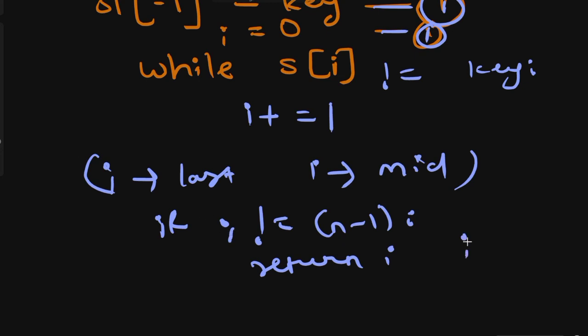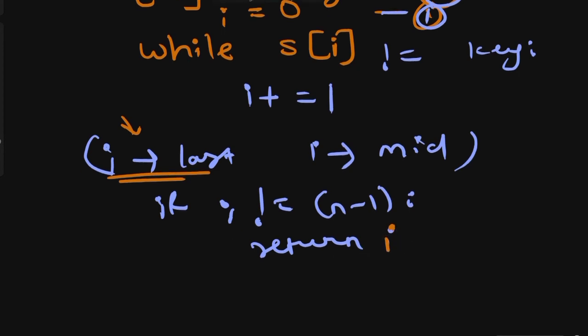So if I refers to the last element, it means the key is not necessarily at that place. It may or may not be, because we haven't checked the last element. We have just modified it in the above condition. So we can't say whether this I is the last element or not. But if it is not the last element, then we are sure that it is the index where the element is present. So we can return I.